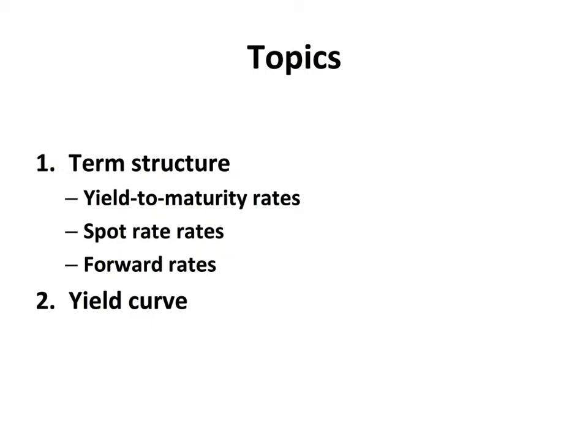simple. This week's modules cover two topics, and they're covered as well in Chapter 19. The first is term structure, and we'll cover there three different types of rates: yield to maturity, which you've already seen, spot rates, and forward rates. And then we'll look at the yield curve and how that yield curve is formed, and some of the theories that go into why rates vary along the yield curve.